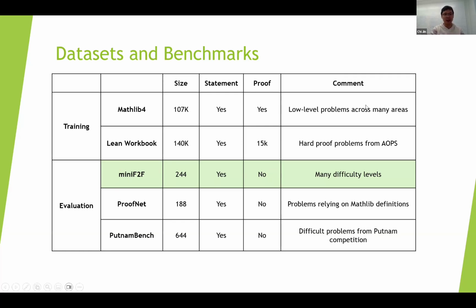So there are training data. Training data means essentially data which comes with both problem statements in Lean and also the proofs in Lean. So we also give you the formal proofs for those problem statements. And there are evaluation datasets. A lot of those datasets only come with statements. That is, we only give you the problems and there are no proofs. So we need our model to generate proofs ourselves and ask the Lean compiler to check whether they are correct or not.